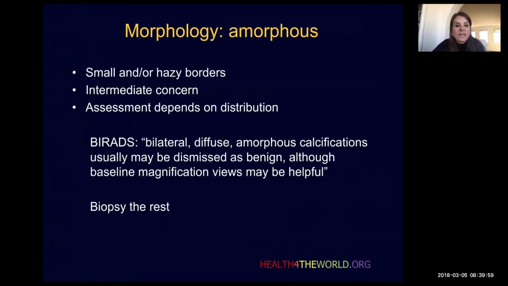So moving on, we also see amorphous calcifications. These are calcifications that we see in the breast that are so small and or hazy that they may be hard to see. It's very hard to define an exact particle size or shape. These are of intermediate concern, and the assessment depends on distribution. Like we talked about in the four special cases, bilateral diffuse amorphous calcifications may be dismissed as benign, but the rest require biopsy.